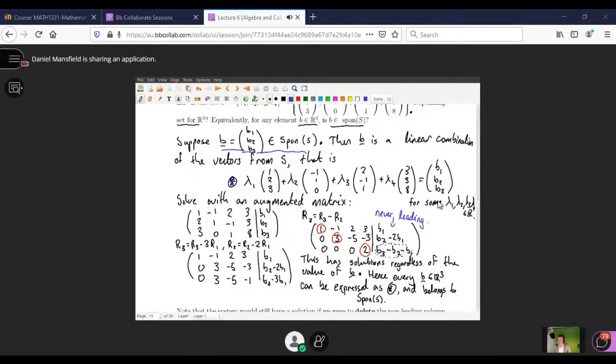What is the thing after "can be expressed as"? Can be expressed as star. So I've labeled this equation star. That's just this symbol up here.